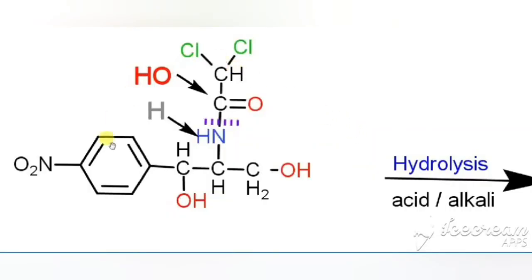Now we will see the hydrolysis reaction of chloramphenicol. We have known the structure of chloramphenicol, so this is the structure of chloramphenicol. It undergoes hydrolysis by means of acid or alkali. So on hydrolysis, what happens here? The bond between carbon and nitrogen would be broken.